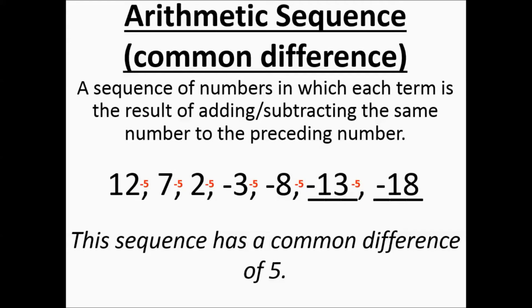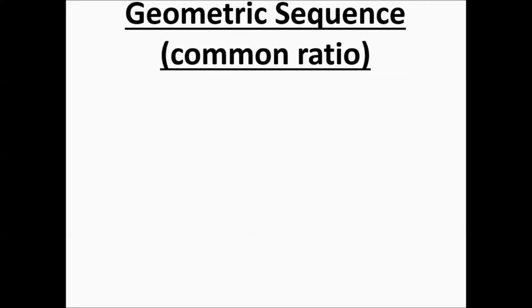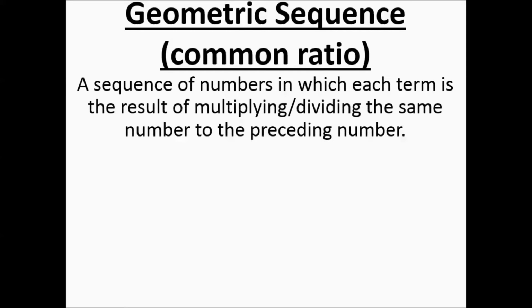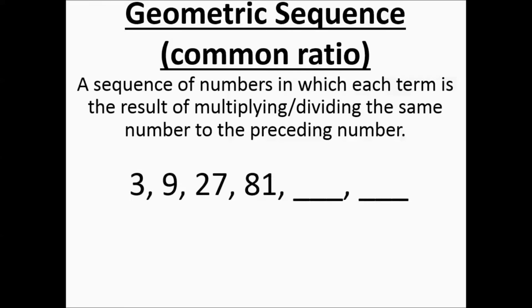All right, the next type of sequence you're going to learn about is a geometric sequence. Also, the keyword for this is going to be they have a common ratio. So a geometric sequence is a sequence of numbers in which each term is the result of multiplying or dividing the same number by the preceding number, the one that comes before. So we're going to give you some numbers. 3 to 9, 9 to 27, 27 to 81.